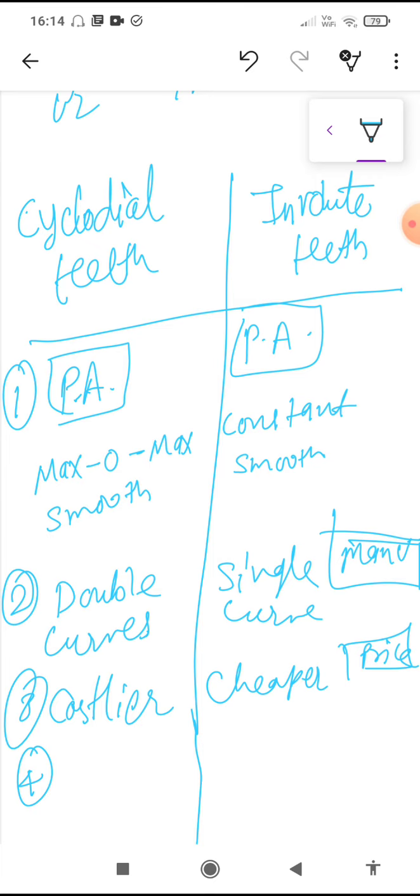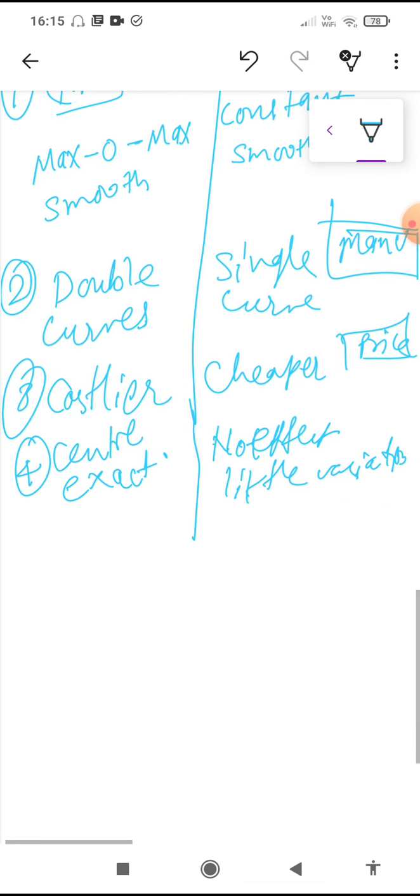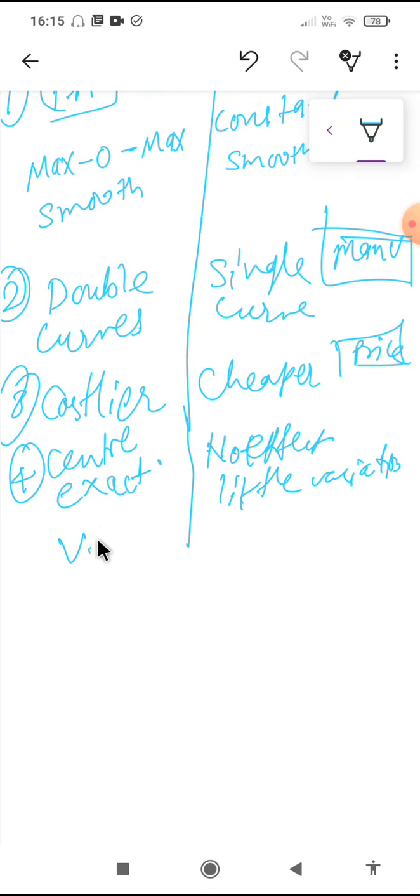Then the fourth point is that exact center to center distance is required to transmit a constant velocity ratio in cycloidal gears. A little variation in center distance has no effect on the velocity ratio in involute gears, while in cycloidal there is a much higher effect on transmission of the velocity ratio. So this fourth point was about the velocity ratio or center distance.